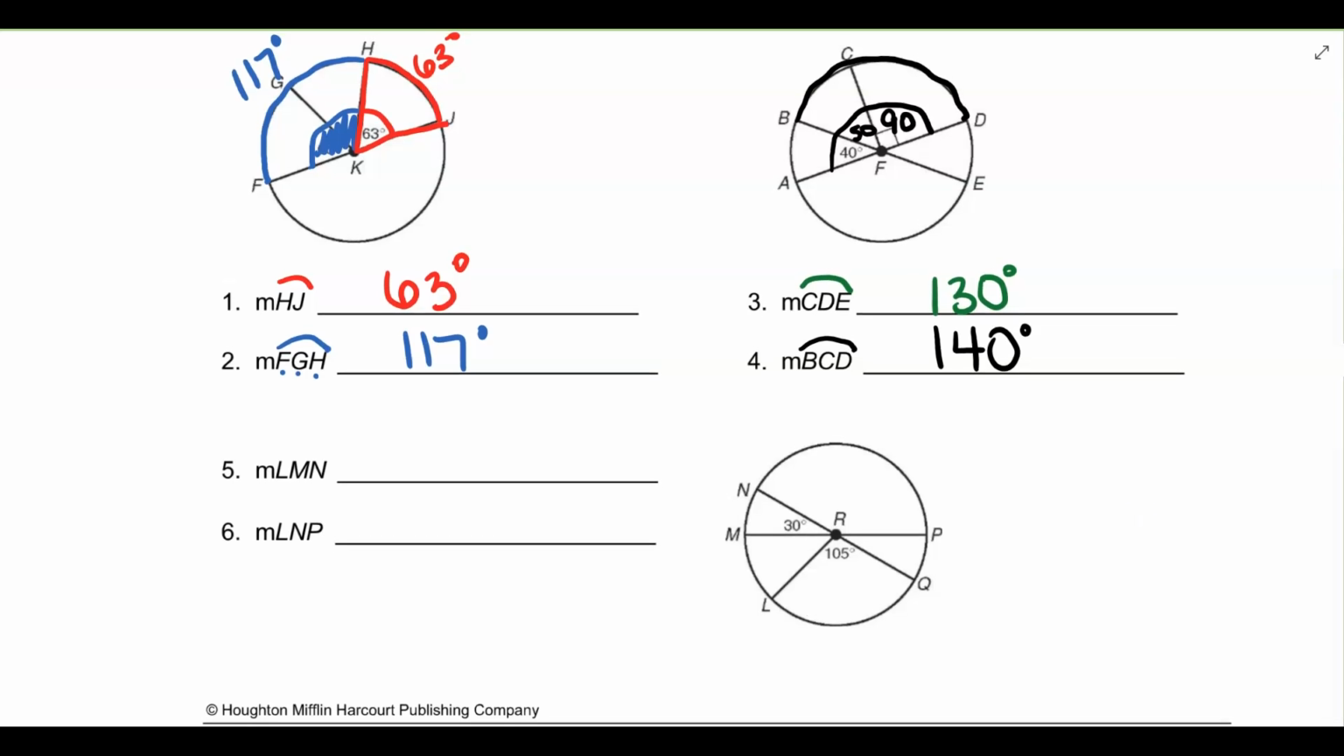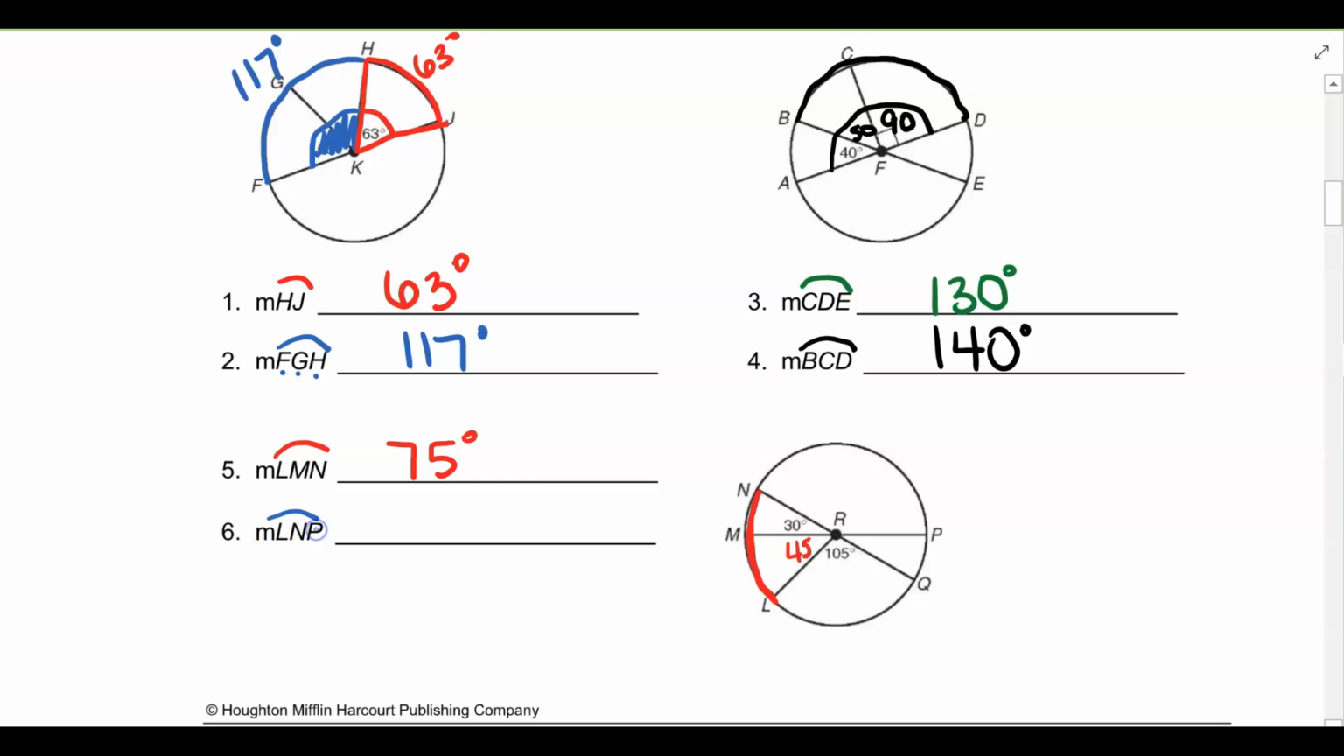Okay, number 5. Measure of arc LMN. L to N by passing through M. That's the arc we're looking for. We know that one's 30. We know this is 105. We can see that we have a semicircle here. So I'm going to do similar to what we did up here on question 4. I'm going to subtract the 105 and the 30 from 180. And that tells me that this angle here is 45 degrees. So when I combine the 30 and the 45, I know that this arc is worth 75 degrees.